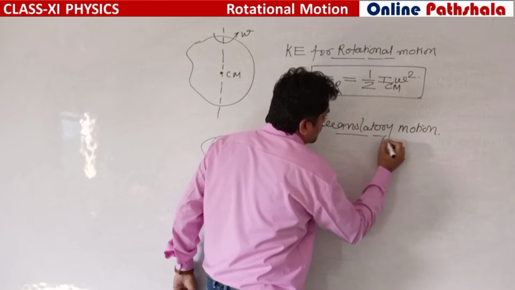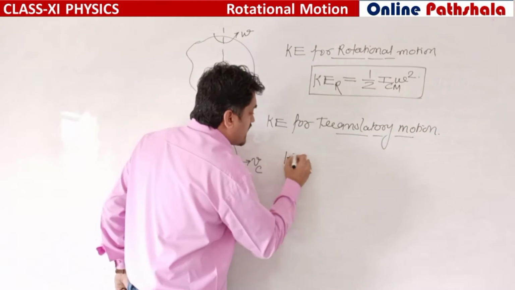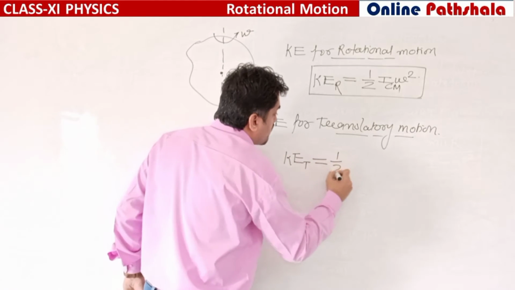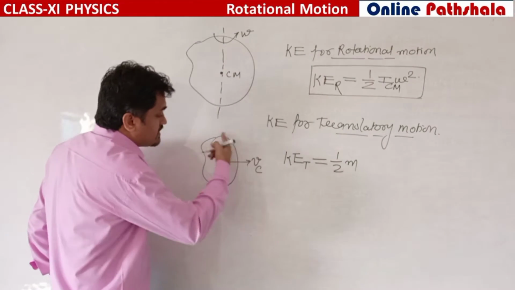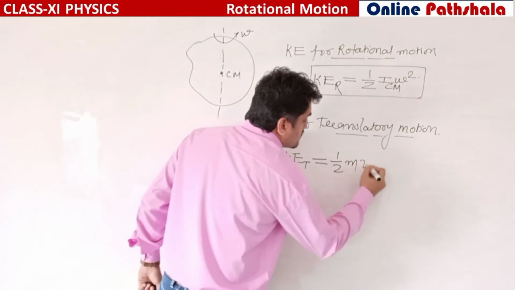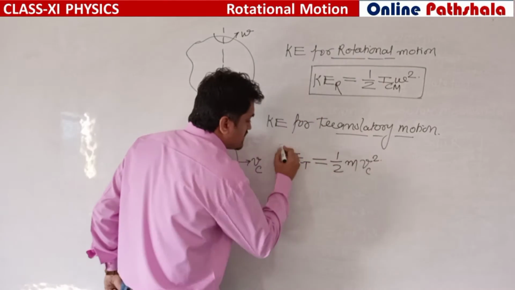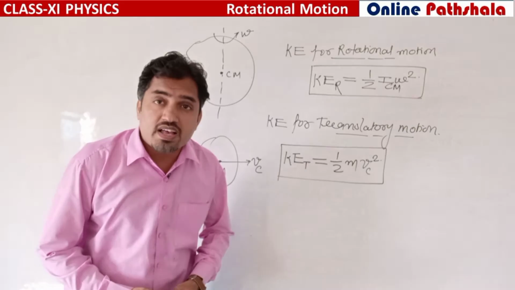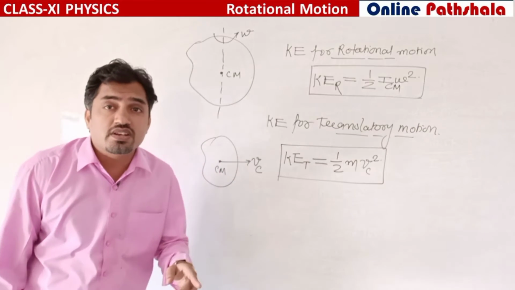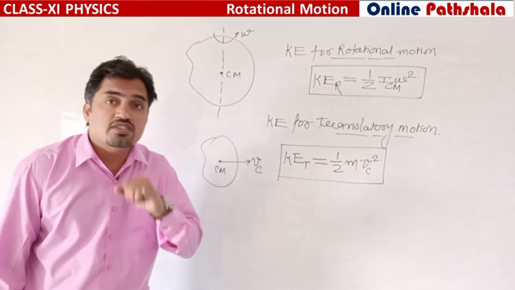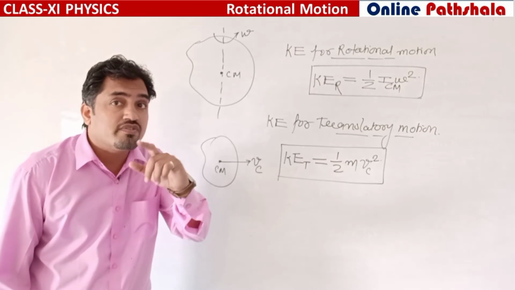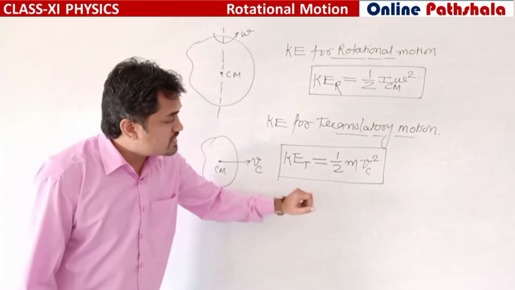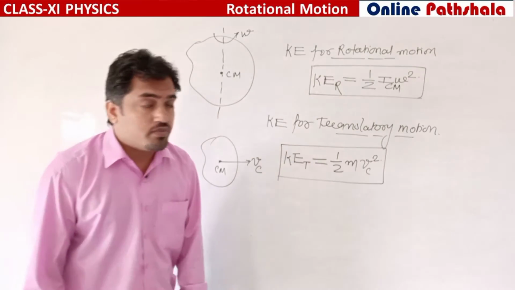But if we talk about the kinetic energy for translatory motion, it is KET. Kinetic energy for translatory motion is half m v, where m is the mass of the body and v is the velocity of the center of mass. We have to take the velocity of the center of mass, because if you want to differentiate rotational motion and translatory motion, what is the meaning of translatory motion? When the center of mass moves. So it is the kinetic energy for translatory motion.